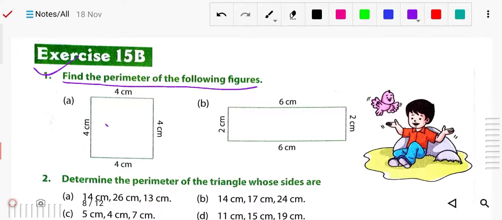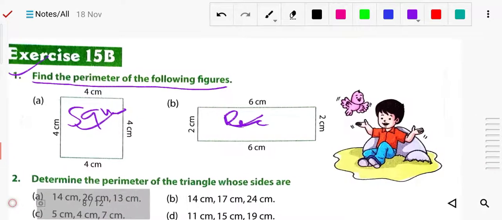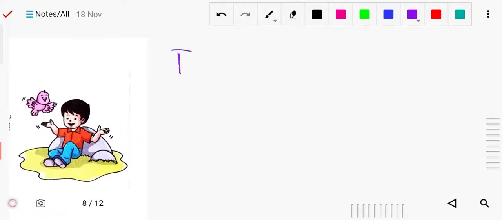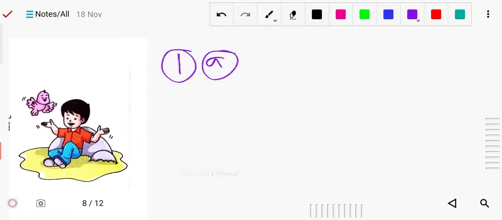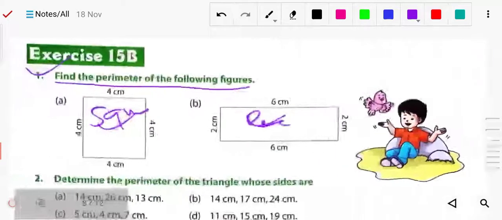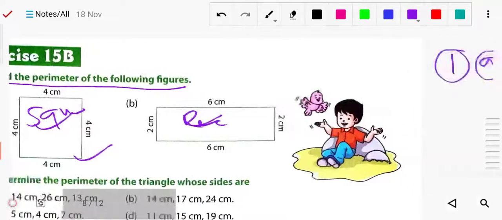You can see which type of figure it is. It is a square. And this is which type of figure? This is a rectangle. So you can put the formula and solve. First of all, question number 1a, which type of figure is it? It is a square. So what is the perimeter of a square?